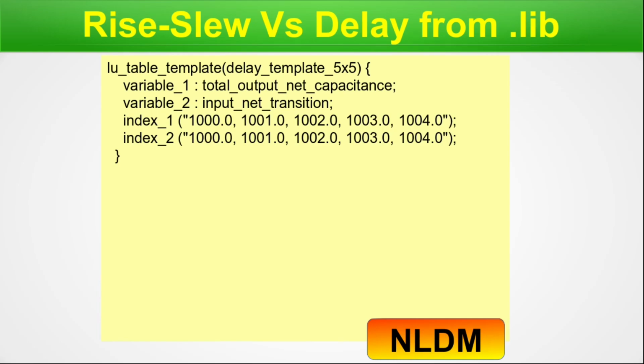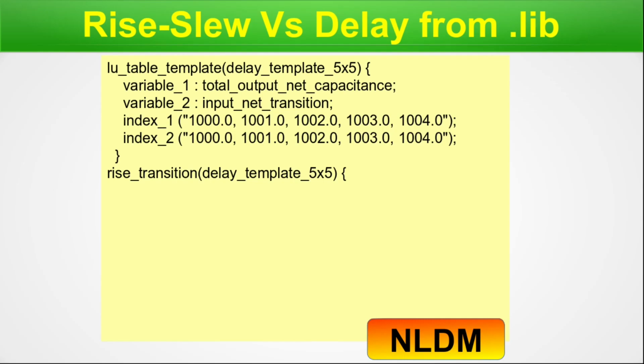This template will be way up in the .lib file, and the next table, which is the actual table, may come inside a particular cell. This particular LUT template is common for all, but the actual data for each cell will be different, and that will be inside each cell's definition inside the .lib. So let us see such an example also.